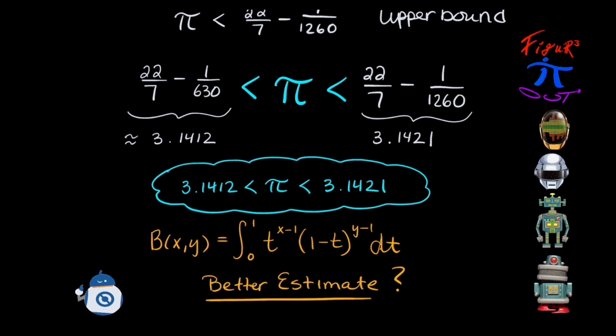Now, my challenge to you is, can you get a better estimate on pi, a better approximation using the beta function? How do you modify our problem from today?